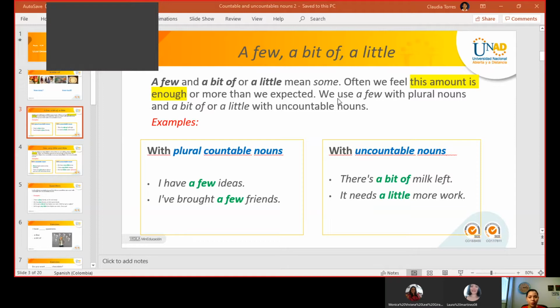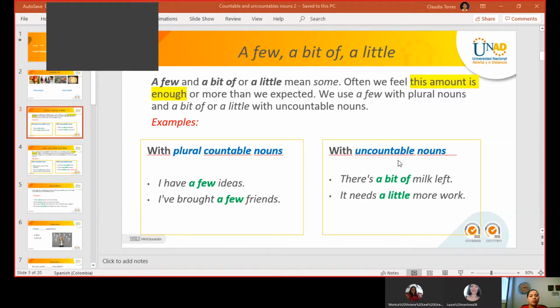Now, we use a few, as I told you before. For example, in the first example, I have a few ideas. So you can count your ideas. You can also count your friends, right? So we say a few, right?